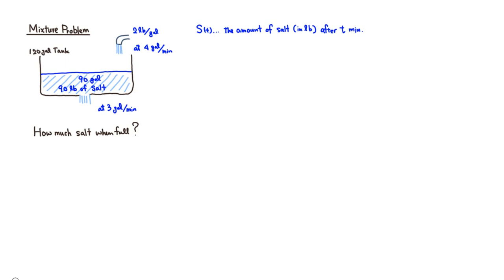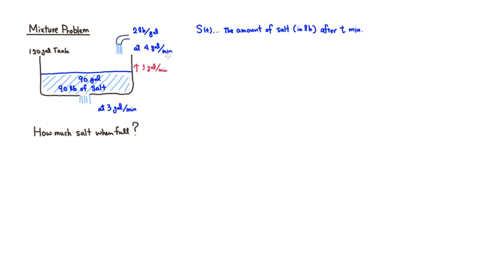All right, and then what we want to do is pour in a solution of 2 pounds of salt per gallon at the rate of 4 gallons per minute, and drain it out at the rate of 3 gallons per minute. Since we're pouring in faster than draining out, the water level will go up. In this case, 4 minus 3, so 1 gallon per minute. So the water level is going up at the rate of 1 gallon per minute.